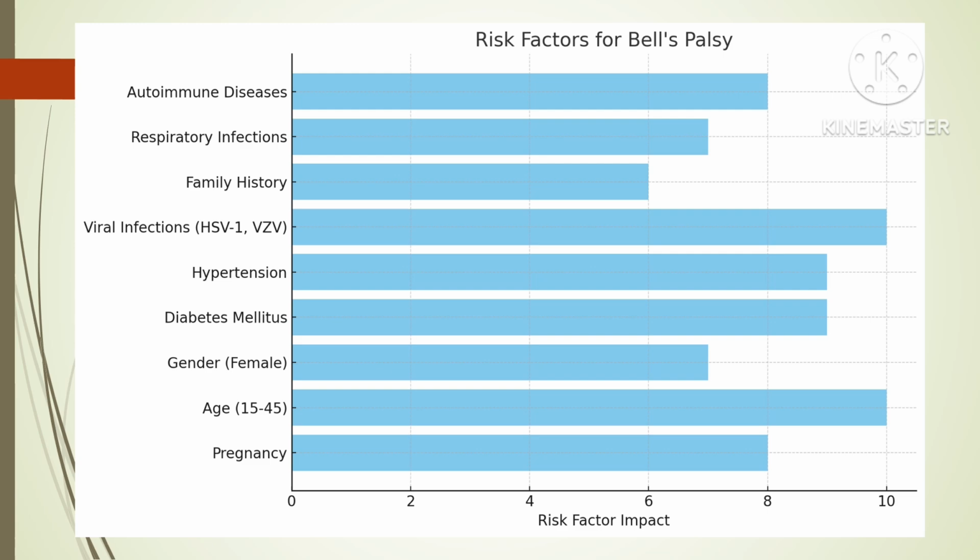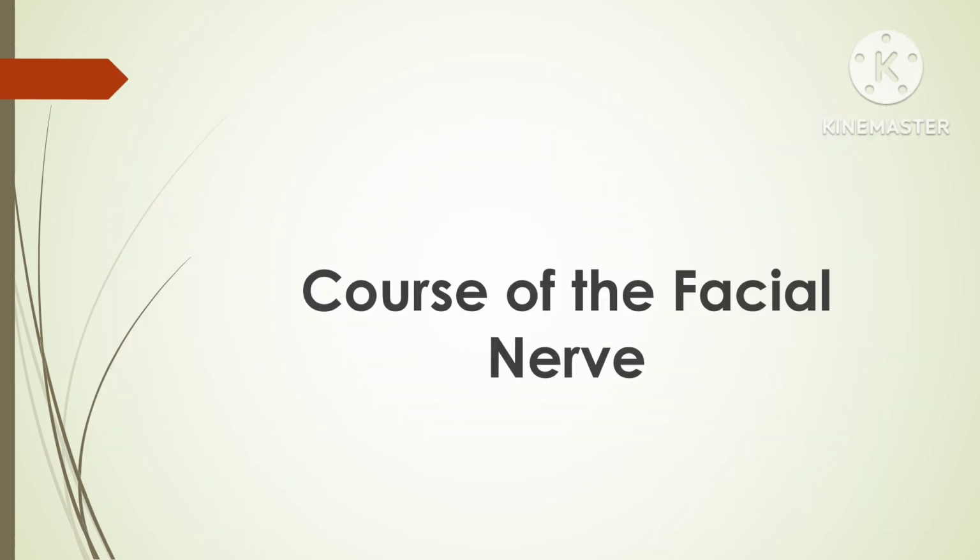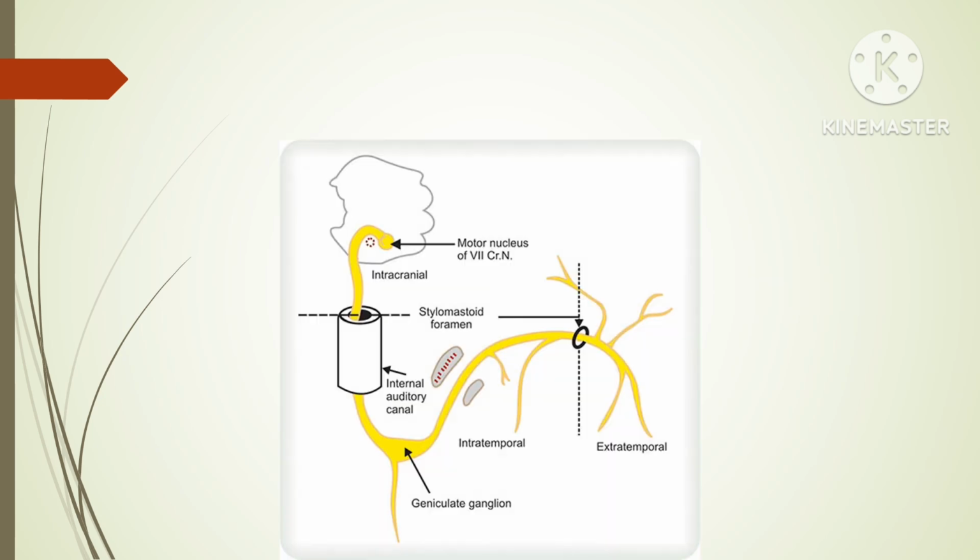To understand the etiopathogenesis of Bell's palsy, it is essential to grasp the anatomy of the facial nerve. The facial nerve has three components. First is the motor nucleus, which controls the facial muscles. Second is the sensory nucleus, which handles taste and sensation. And third is the parasympathetic nucleus, which controls gland secretion like salivary or lacrimal glands.